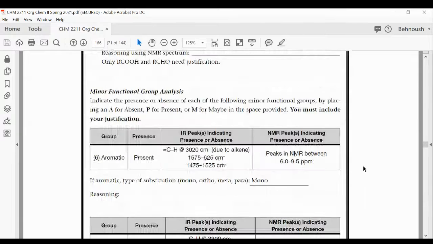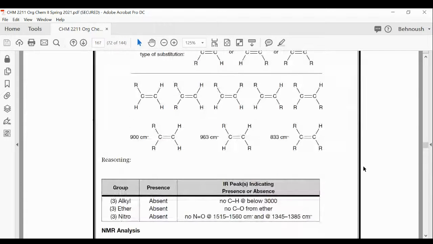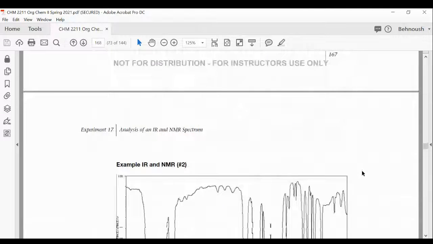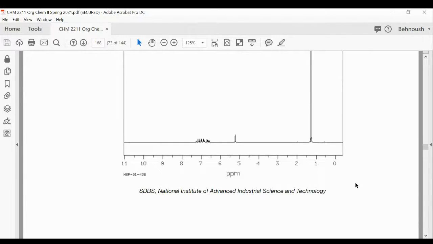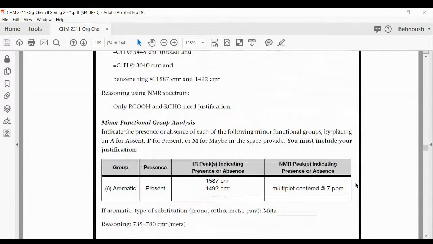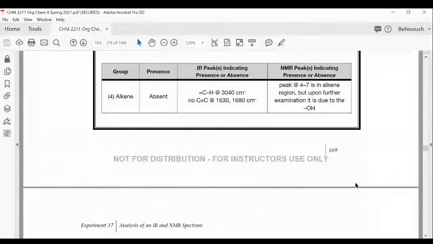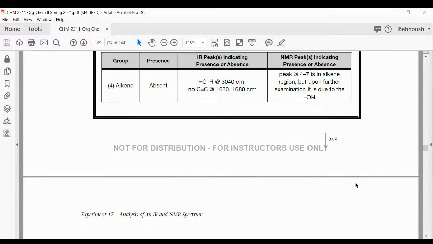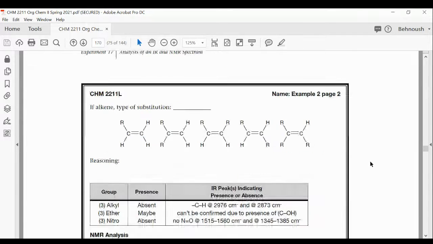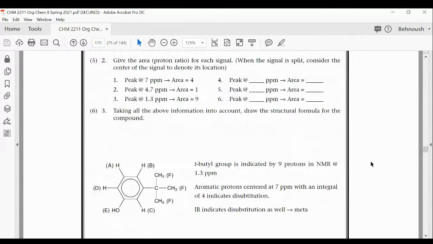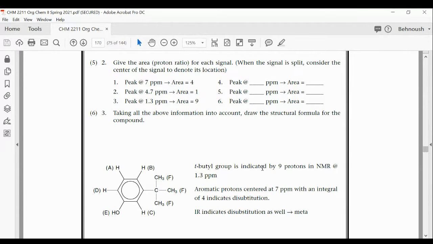Okay, if you don't have questions about the IR and NMR, I just have to tell you again that we are using experiment 17 as support for application of the IR and NMR in other experiments. So on the final exam, you're not going to get a direct question from the IR or NMR, and I'm not giving you a structure and saying draw the NMR spectrum or draw the IR spectrum for this.